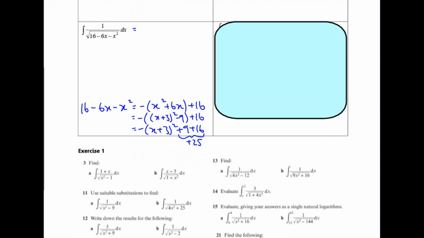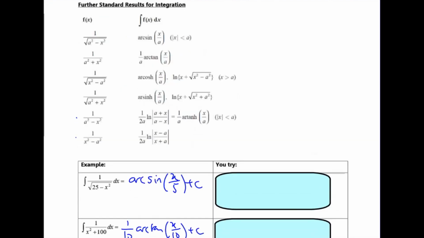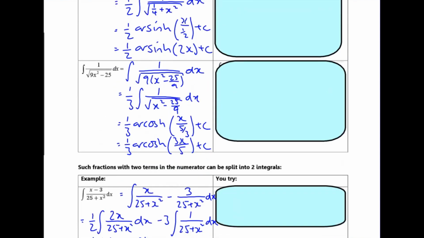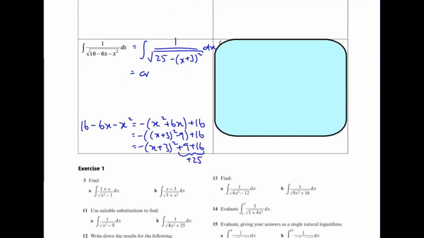That means we can write this integral as 1 over root, I'm going to write it as 25 minus x plus 3 squared. And now we can apply a standard result for this one. Our a will be 5, and instead of x, we've got x plus 3. The result we're going to use for this one is the top one, because we've got a root and a minus x squared in that one. So that's arcsin of x over a, which will give us arcsin of x plus 3 over 5, plus a constant.